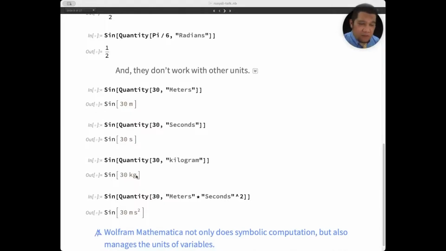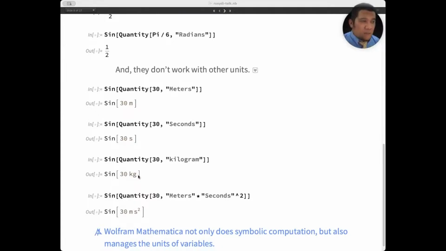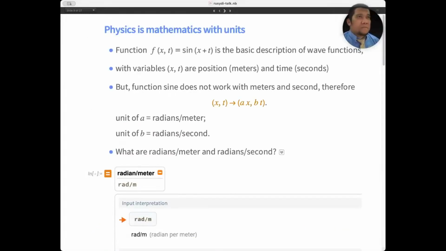Wolfram Mathematica, as we can see here, not only does symbolic computation, but also manages the units of variables. The wave function is based on the function C sine(x plus t), but the variables x, t are position, in meters, and time, in seconds. To make it work, the variables must be in the form of ax, bt, where the vectors a, b must have units of radians per meter and seconds per meter. Both radians per meter and seconds per meter are physical quantities, as we can verify using the free-form input of units.